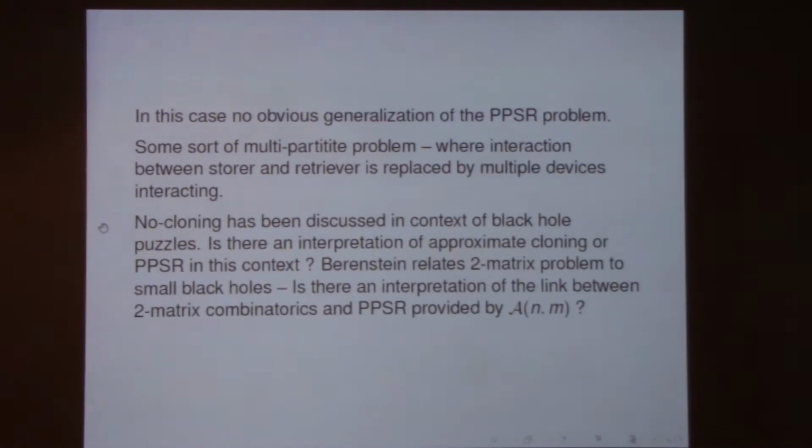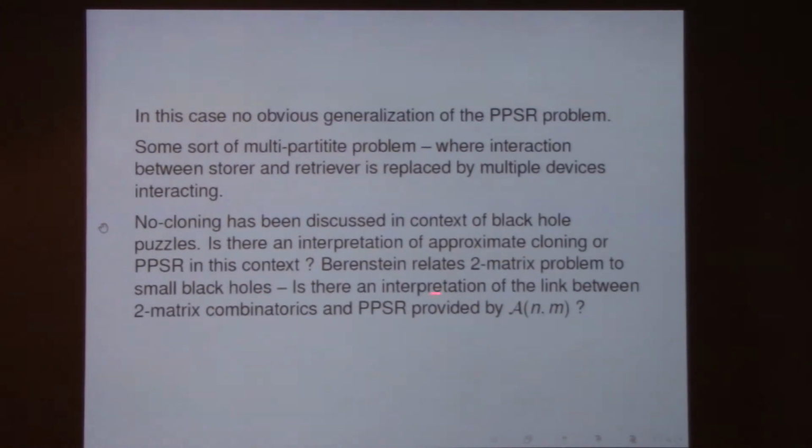And then here's a speculative comment. No cloning has been discussed in the context of black hole puzzles, AdS/CFT. So here's a concrete, approximate cloning task that quantum information theorists have thought about. There's this perfect probabilistic storage retrieval problem that they have thought about, and they have concrete things to say about the best we can do in these different kinds of approximate scenarios. So is there some interpretation in the context of black hole puzzles or AdS/CFT of these particular quantum information tasks?